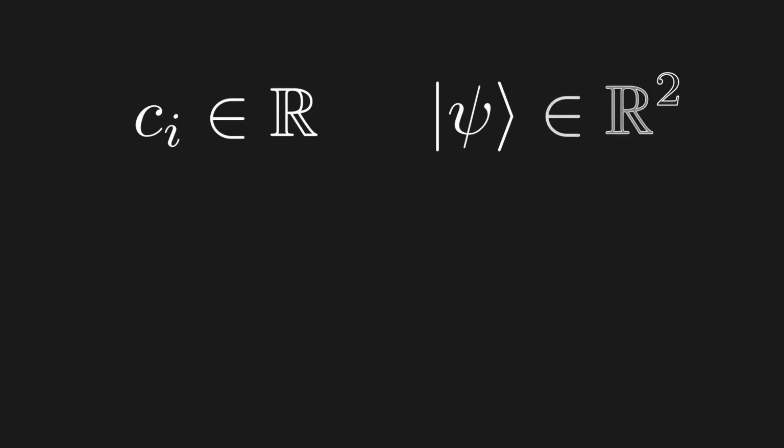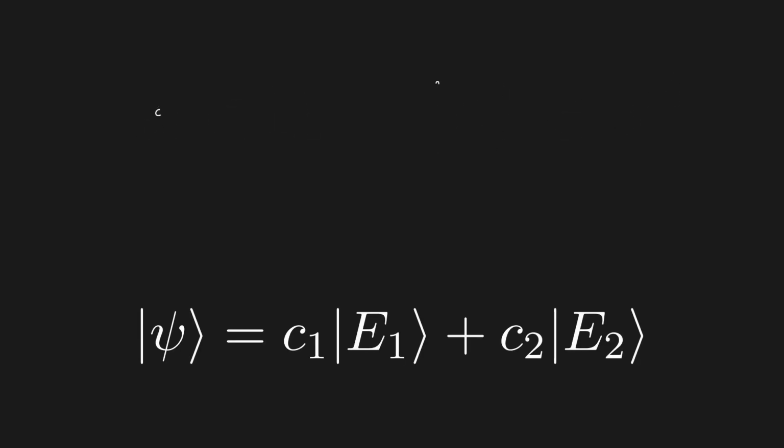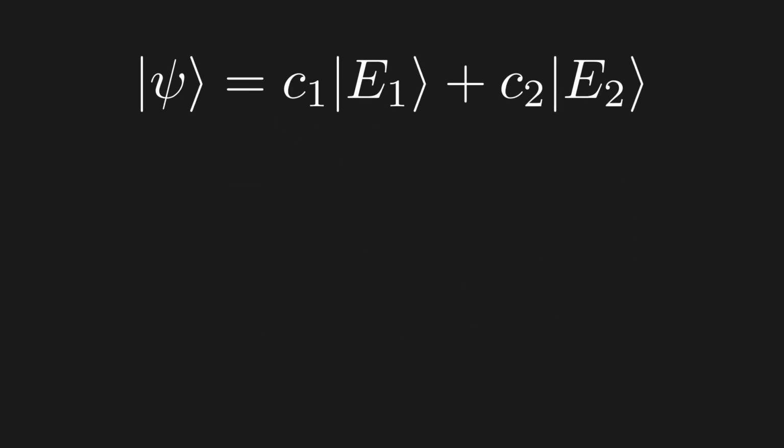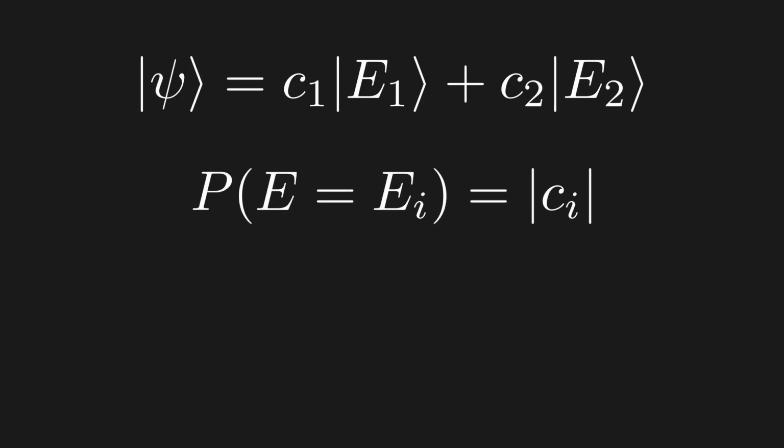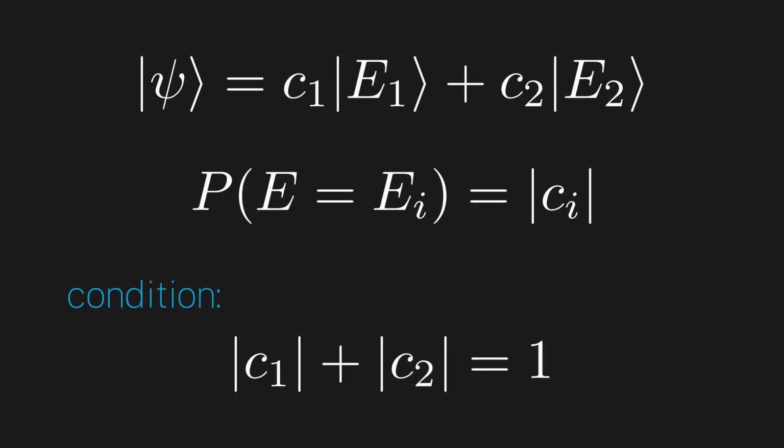For simplicity's sake, let's assume the coefficients are real numbers, and that we are in a 2D quantum vector space. Therefore, our eigenbasis expansion only has 2 terms. We postulate that the probability of measuring an eigenvalue is equal to the absolute value of its coefficients. Remember that the sum of probabilities over all possible outcomes must be equal to 1. This gives us the condition that the sum of the absolute values of the coefficients must also be equal to 1.